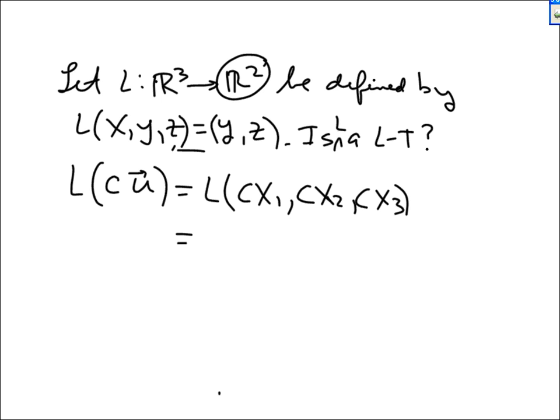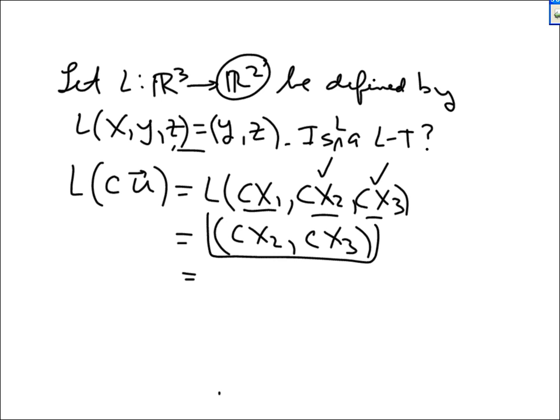And L of anything in R3 is, first you write down the second entry and then a comma, and then you write down the third entry. The second entry, comma, the third entry. But this is just a vector. Nothing to do with linear transformations. This is a vector in R2.